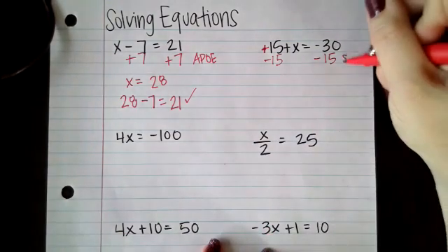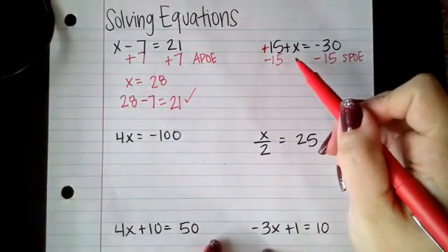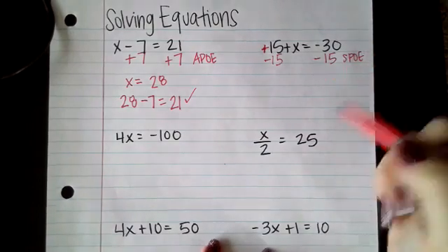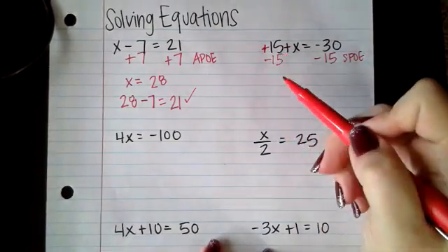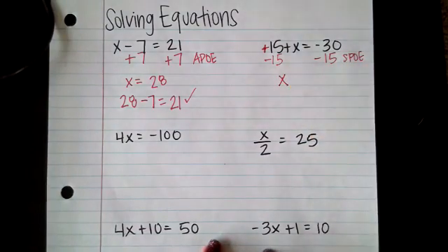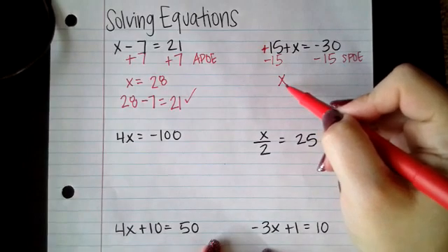I'm using the subtraction property of equality to figure out what the value of x is. Because I know 15 plus some number x is going to get me a negative 30, and I'm trying to figure out what x is equal to. So if I take away 15, I am just left with x by itself, because I could put 0 plus x, but 0 plus x is just going to be x.